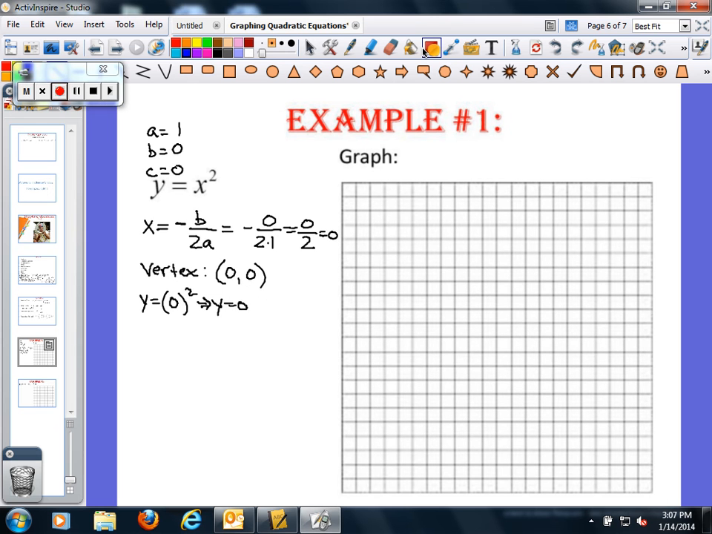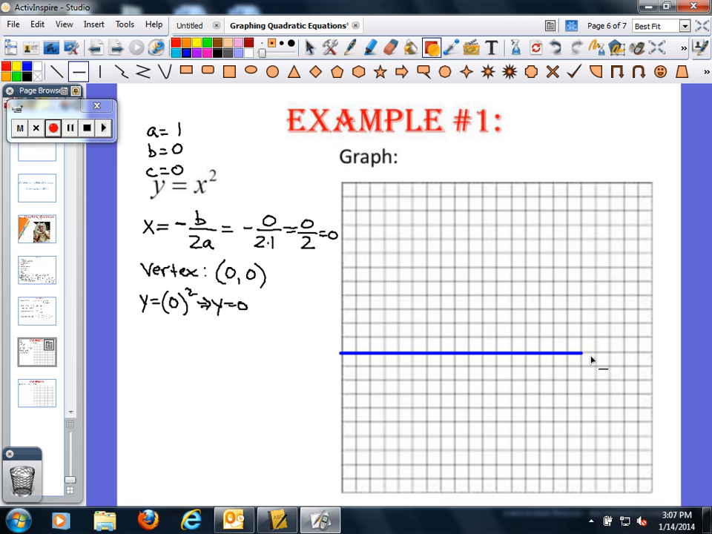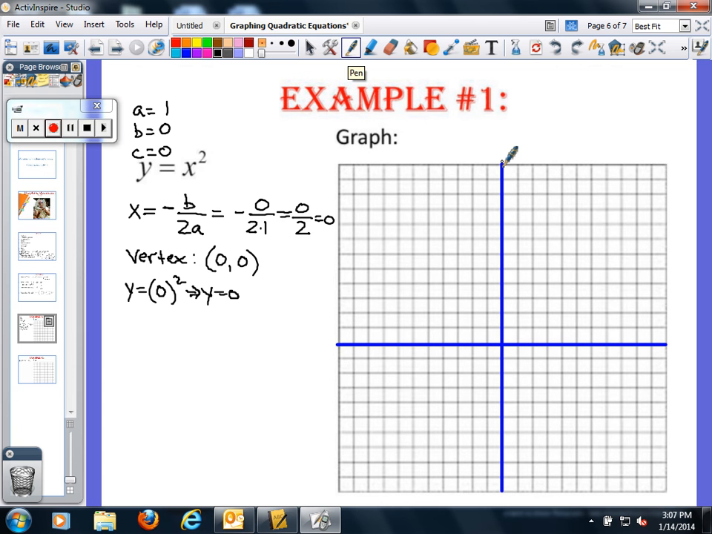Go ahead and do this. Get my x and my y axis here. I'm going to give you a heads up, this is what we call the parent function. All of the quadratic functions will be translations of this function right here when we graph this. Okay? So the first thing I'm going to start by graphing is my vertex, which is going to be 0, 0.